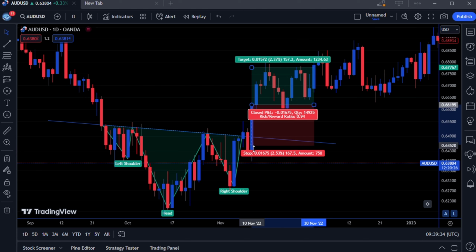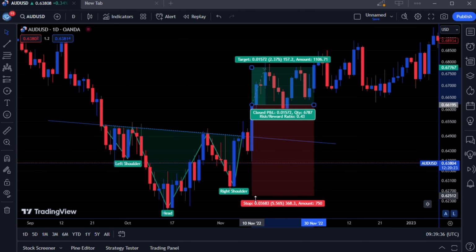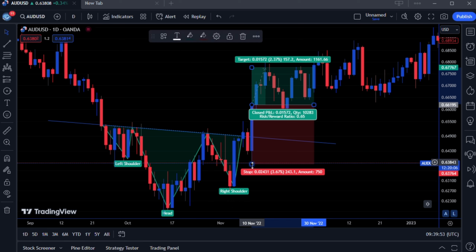Place your stop loss below the right shoulder. If you noticed, the breakout made an engulfing pattern here, so you can place the stop loss level below it. The take profit should be the height of the pattern, from the neckline to the head. So, always measure the height.